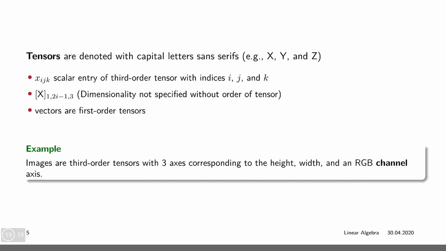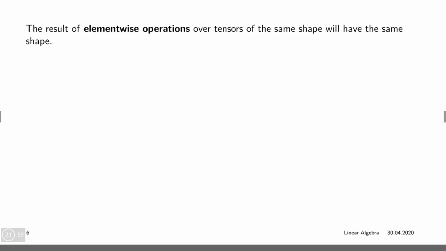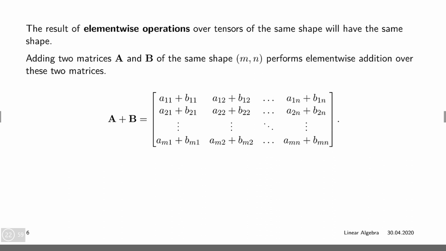Now, tensors can have an arbitrary number of dimensions, so obviously vectors are a special case of a tensor, being first order tensors, and matrices are second order tensors. A so-called element-wise operation is an operation over tensors that produces a result that will have the same shape as the original inputs. For example, if we add two matrices A and B, which both have the same shape, M times N, then we perform an element-wise addition over these two matrices.